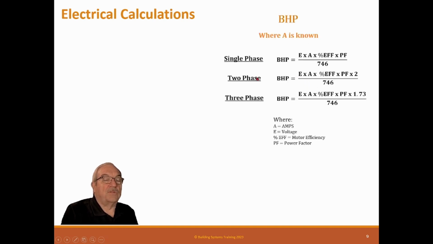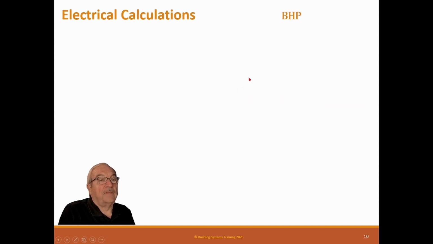All right, brake horsepower. This is one you'll use a lot. So single phase brake horsepower is voltage times amps times percent efficiency times power factor divided by 746. Two phase brake horsepower is voltage times amps times percent efficiency times power factor times 2 divided by 746. And three phase is the same, times 1.73 divided by 746.